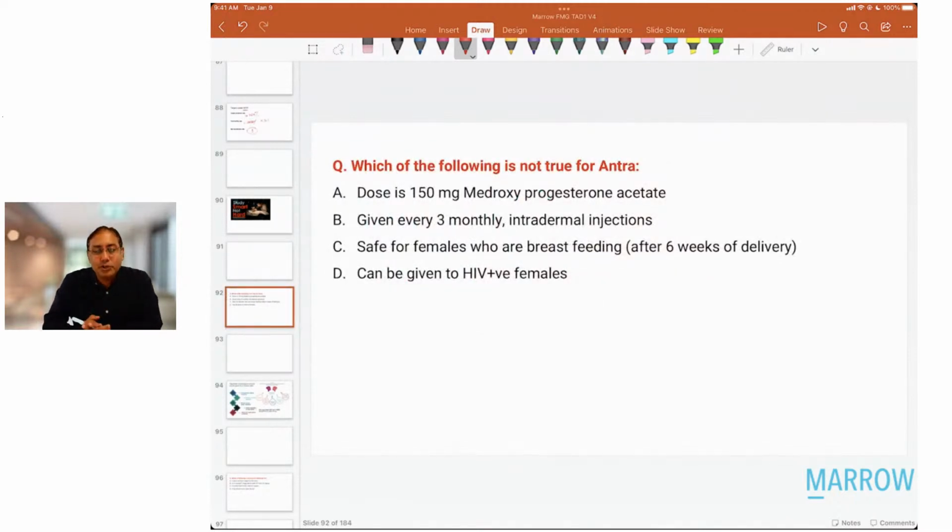Which of the following is not true for Antra? What is Antra? Antra is medroxyprogesterone acetate. Which of the following is not true? What do you think? Which is the false option? So the dose is 150 milligram medroxyprogesterone acetate.